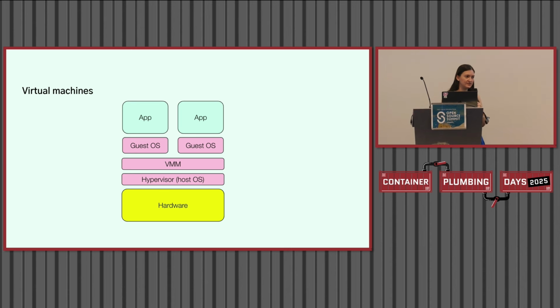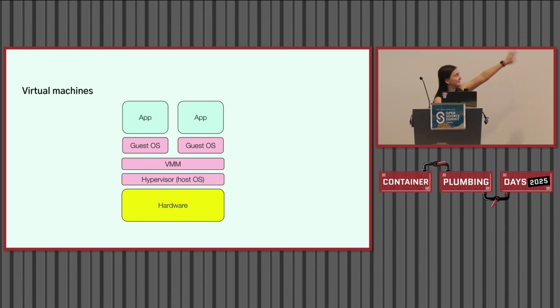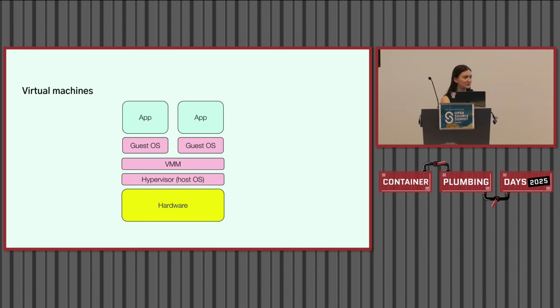where it's actually separating the kernel that the different things are running on, so that each container actually has its own version of the kernel. The first way to do this is to think about a virtual machine. This is a simplified example of how a virtual machine works.